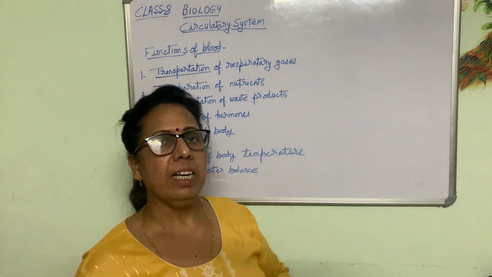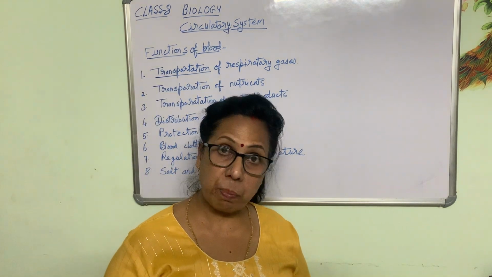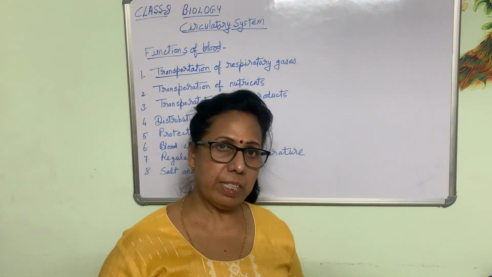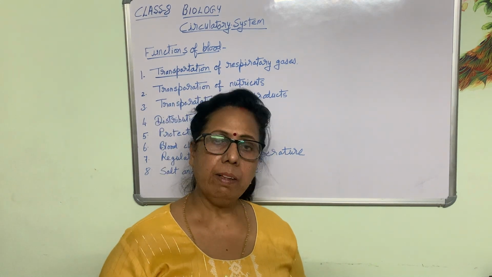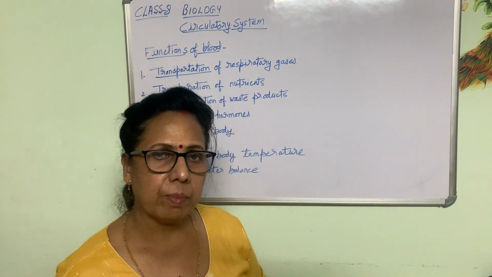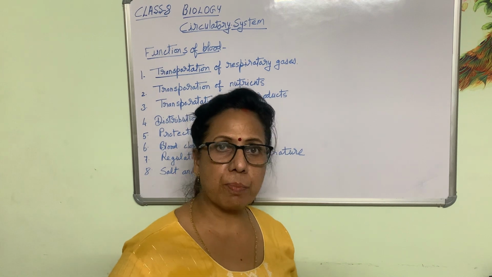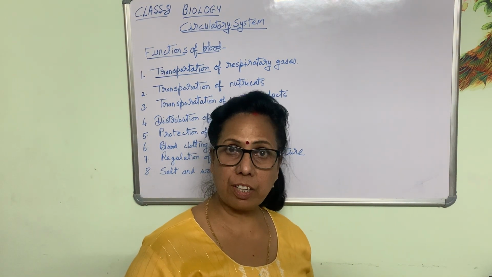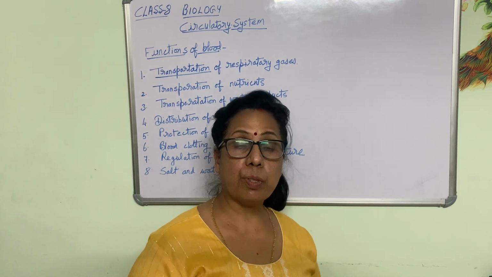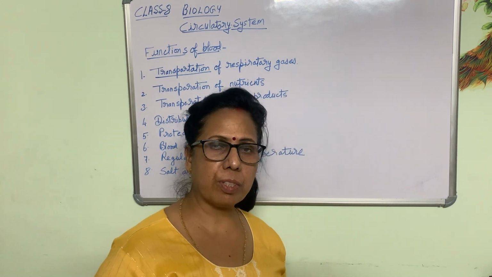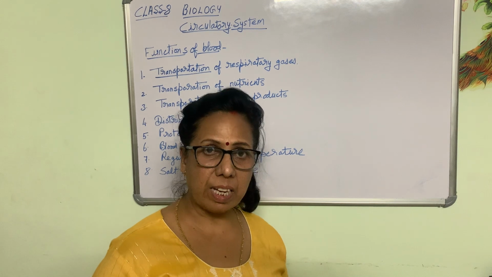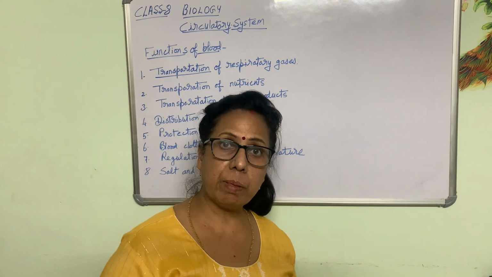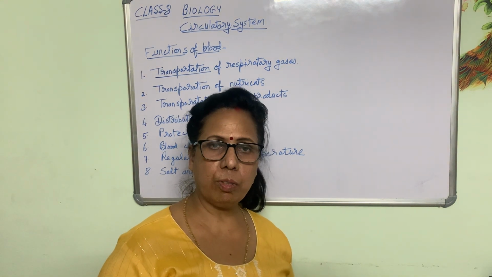Transportation of waste products. Each and every cell respires. Each and every cell takes the digested food material, and then they also give out waste products. Lysosomes, which you've already studied in the cell structure, are the suicidal bags where the phagocytosis process occurs. They are the excretory substances, and they are supposed to be given out of the body. Carbon dioxide is given out.